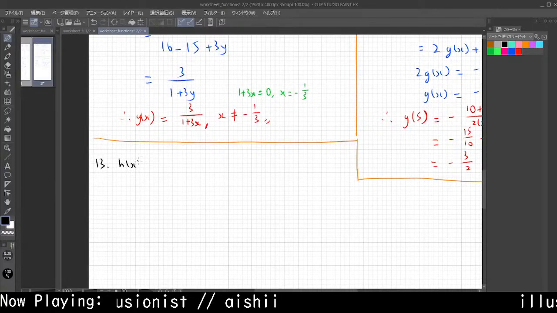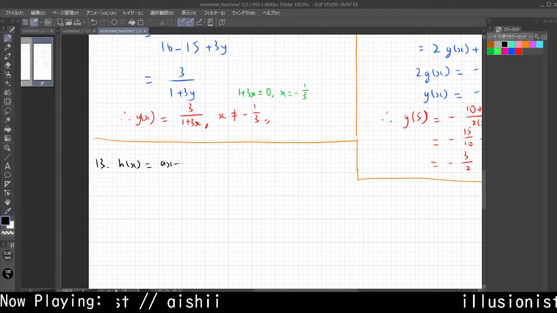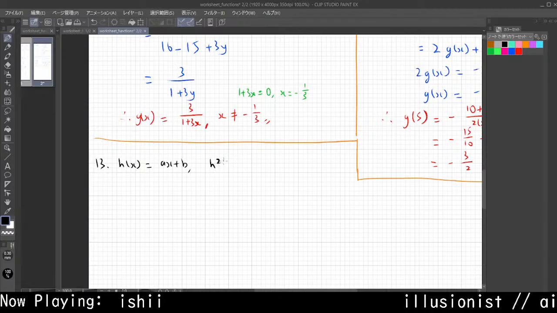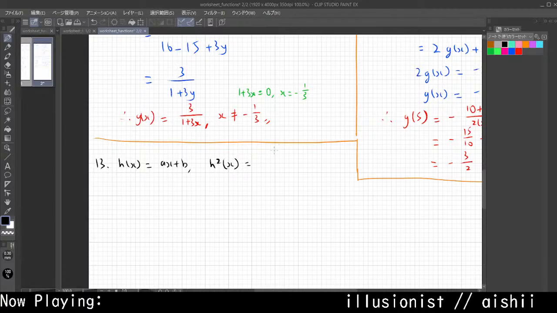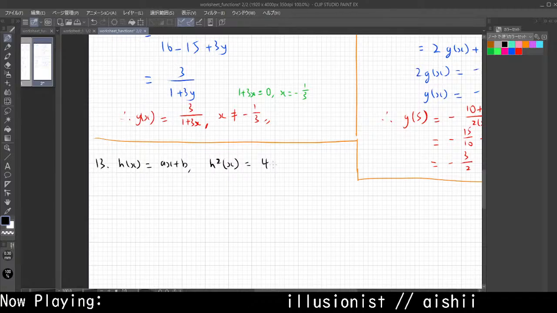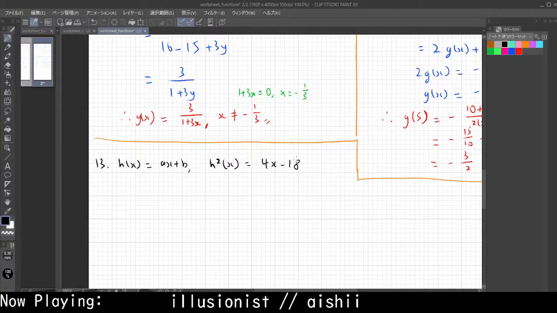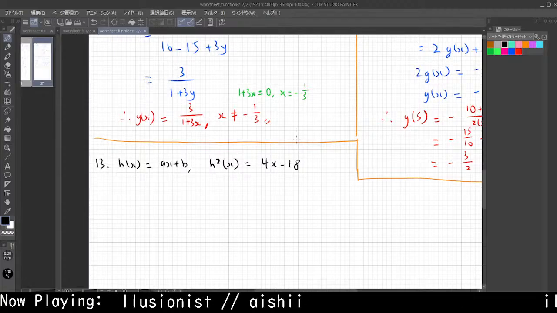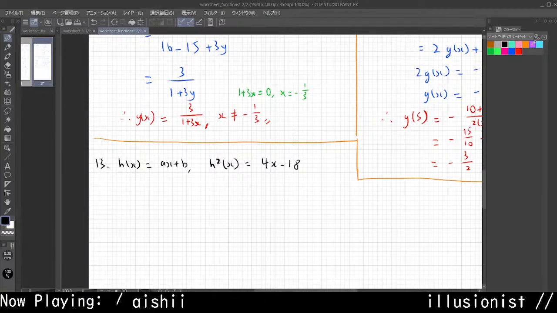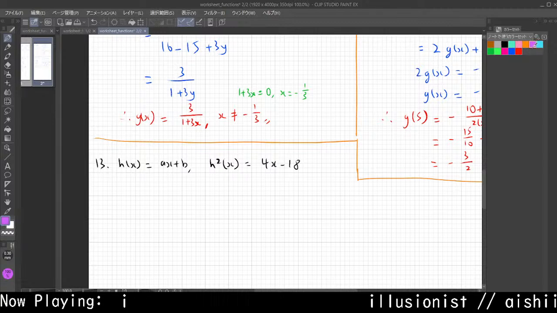Question 13. h(x) is given as ax plus b. It's not really a square, it's just a two. h squared of x is given as 4x minus 18. I'm going to find the values of a and b. So this is global because we can compare and contrast.